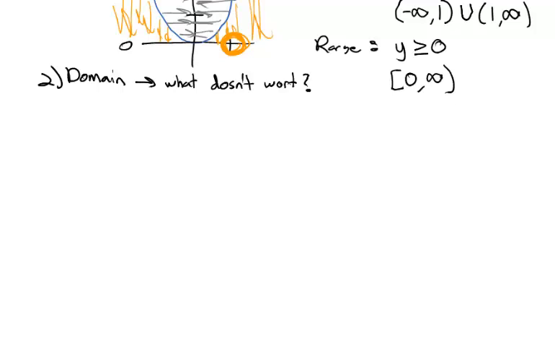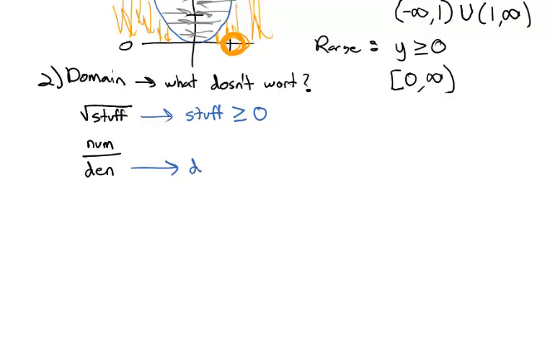But for now, the two big ones that we've seen is when we take the square root of some stuff. That stuff, we cannot take the square root of a negative. That stuff has to be greater than or equal to 0. Because if it's less than 0, we cannot take the square root of a negative number. The other thing we've seen is fractions, where we take some numerator divided by a denominator. With fractions, what's not allowed to happen is that the denominator cannot be equal to 0. If we divide by 0, the function's undefined, and we can't do that.